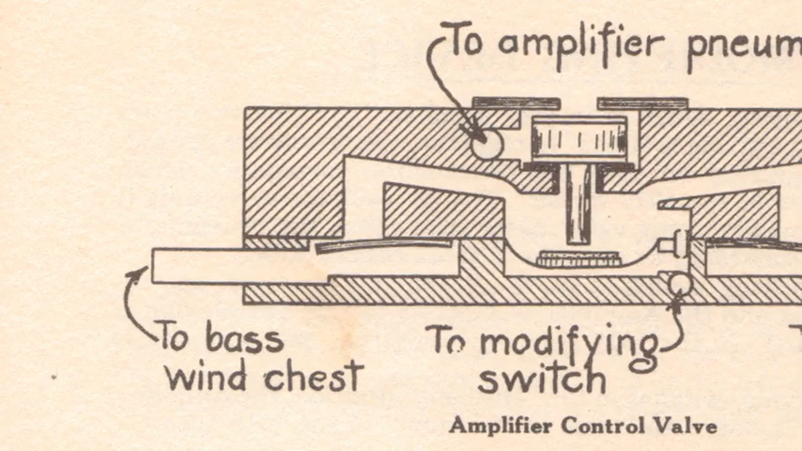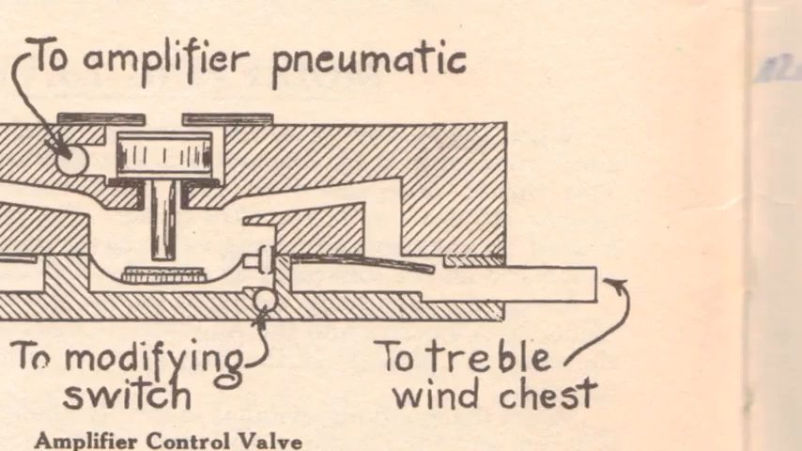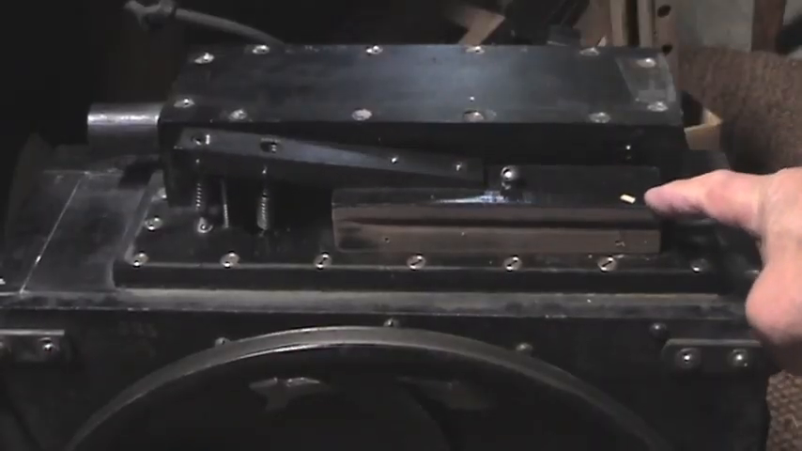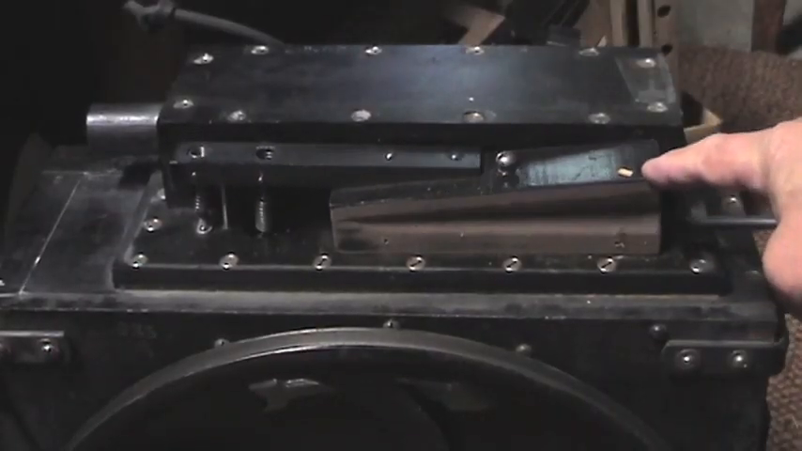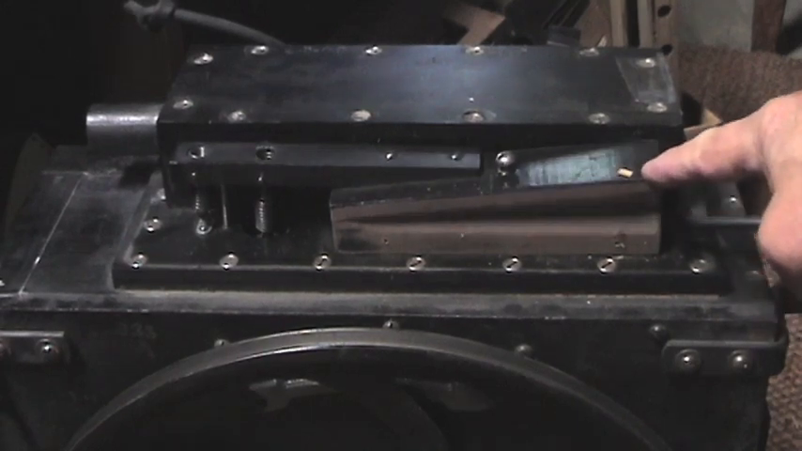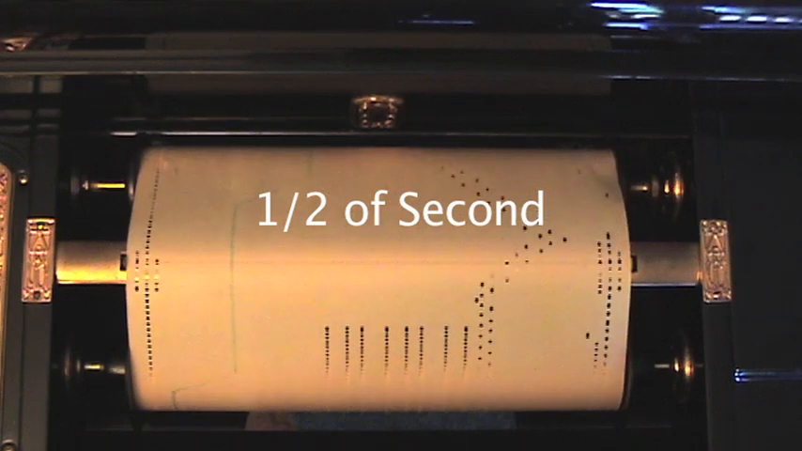The amplifier is controlled by both the bass and treble side of the pneumatic stack. The side with the highest vacuum controls the amplifier. The amplifier is slow to react, taking 1/2 of a second to fully collapse. While this sounds fairly fast, in music it is an eternity compared to 16th notes.